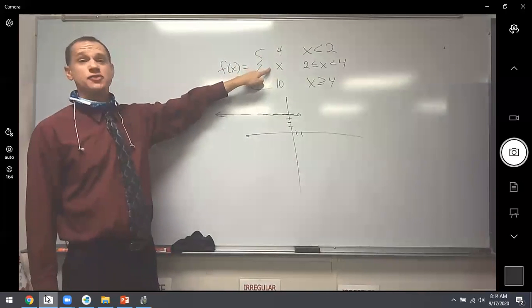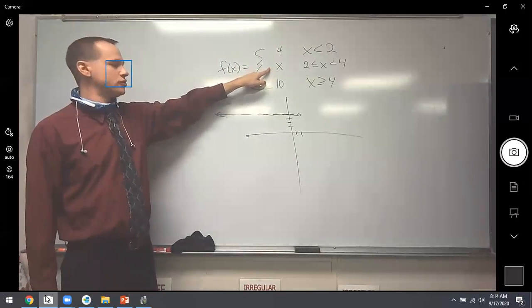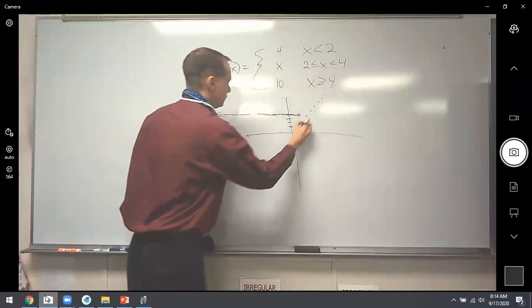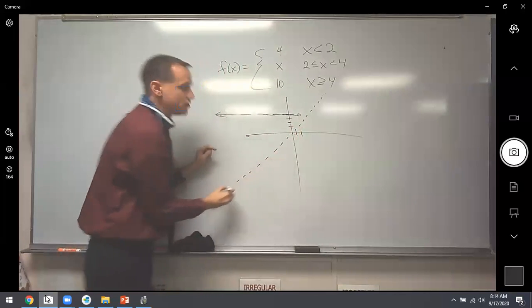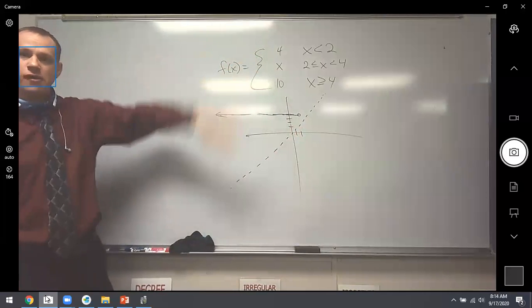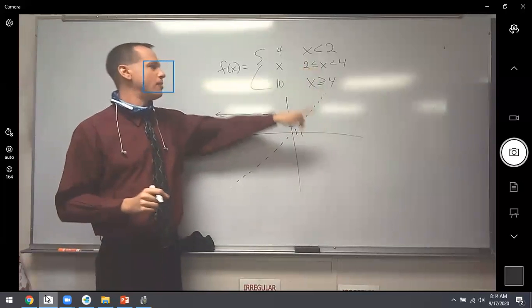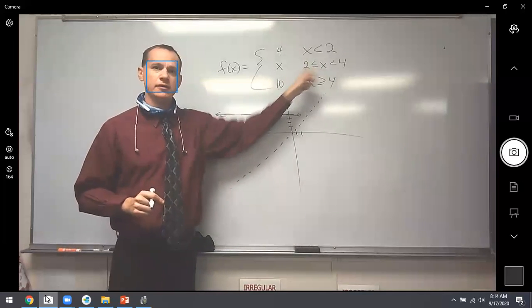Second piece is just x, right? What's a graph of x look like? Well, it's just a boring graph that goes right through the origin right here. Here's the whole graph of x. Cool? I only want this graph. I want to erase all parts and keep the parts where x is between 2 and 4.